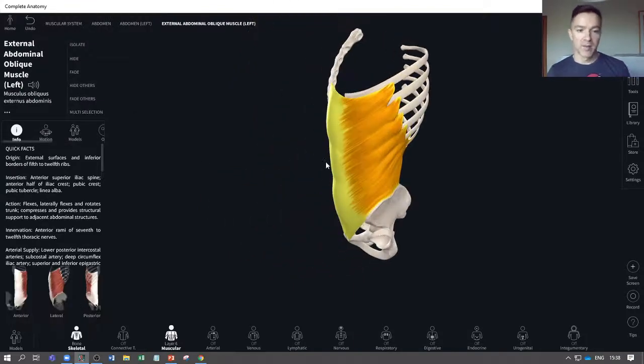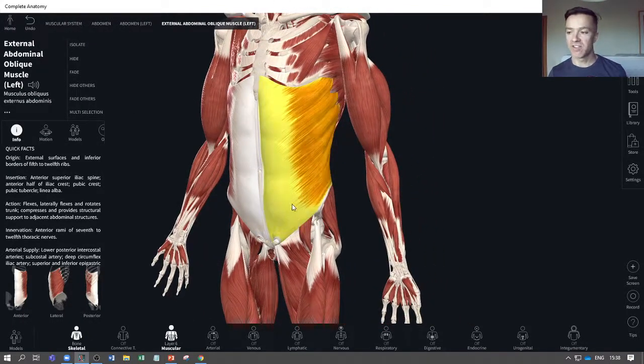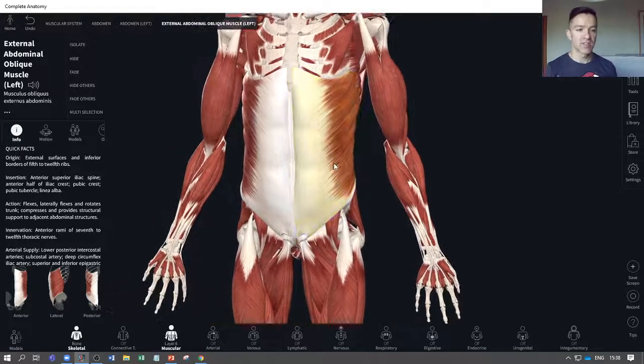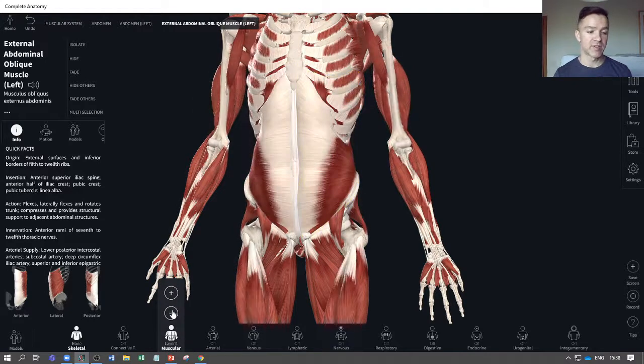Like all the other abdominal muscles that we have mentioned, the external obliques are involved in compression and providing structural support to the abdomen. They all do that job. And then like your transverse abdominis and your internal obliques, your external obliques are involved in trunk flexion, rotation and lateral flexion. Okay, so they are the muscles that we can see quite clearly from the front.